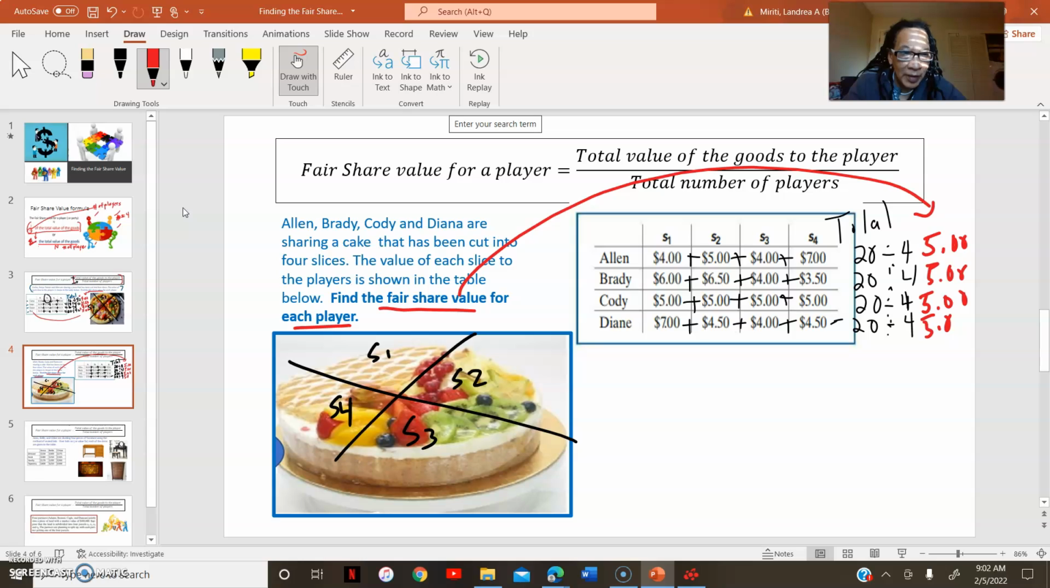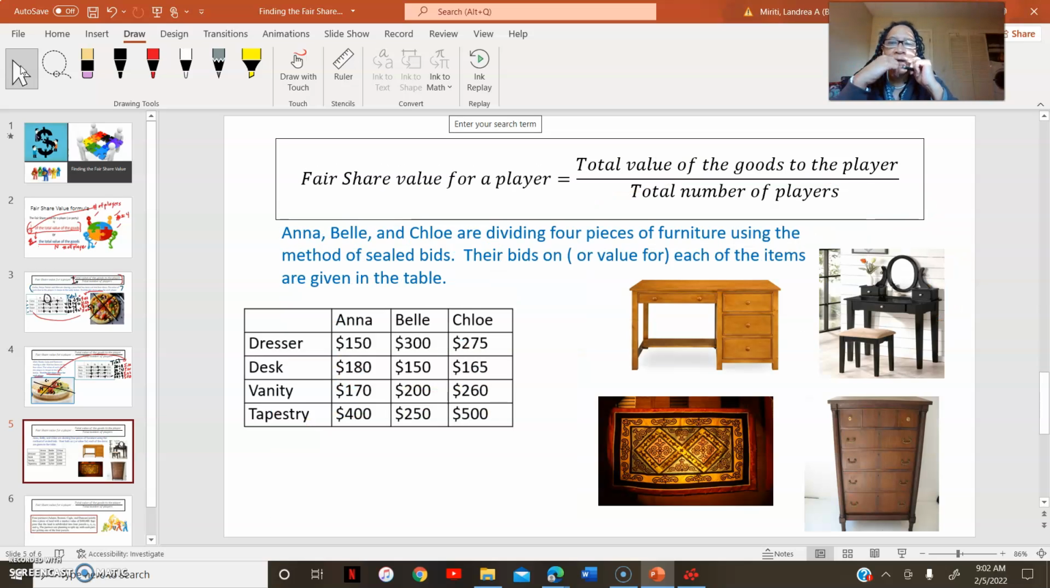Okay. And let's just look at 2 more examples. Let's see, go to the next one, 2 more examples. Take a few minutes and read this situation. Now we're not sharing cakes, we're not sharing pizza, we're sharing these 4 pieces of furniture. And notice this time we have 3 players, 1, 2, 3, Anna, Belle, and Chloe. And their values are listed here for all the different items.